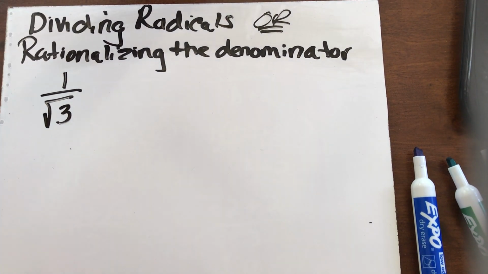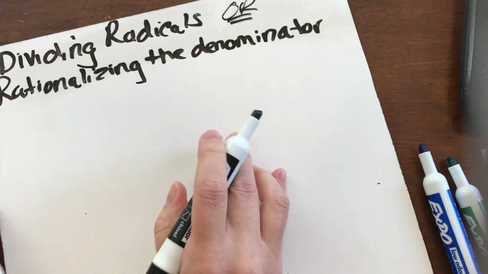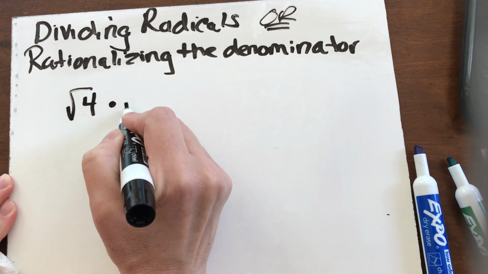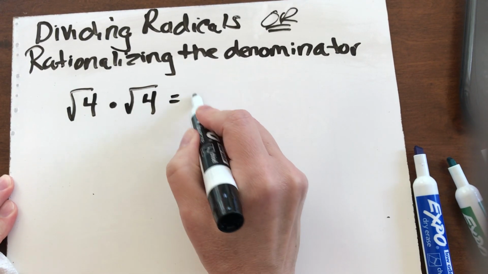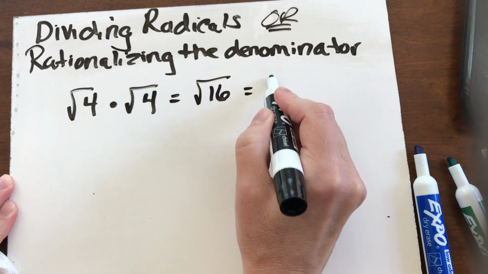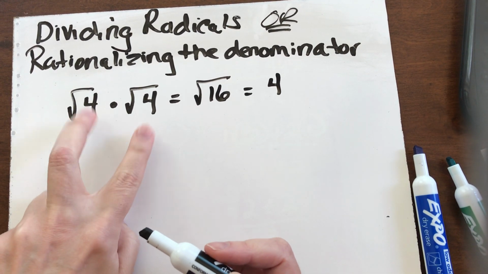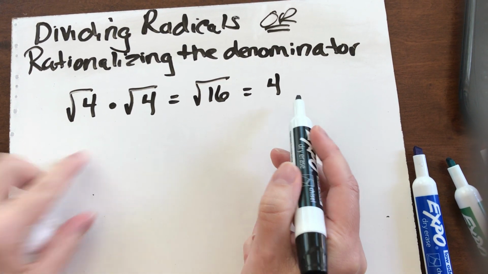So let's talk about something. Let me erase this. Do you guys remember what happens when we were talking about multiplying radicals? If I have the radical of 4 and I multiply it by the radical of 4, this was actually the radical of 16, which means it's 4. So if you multiply a radical by itself, it makes it perfect, and it ends up being the same number that's underneath the radical sign.